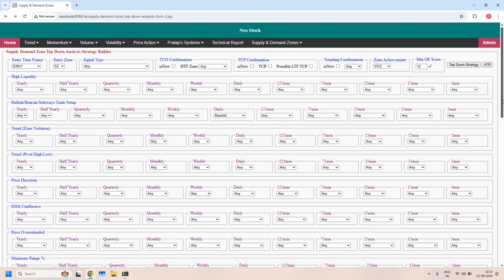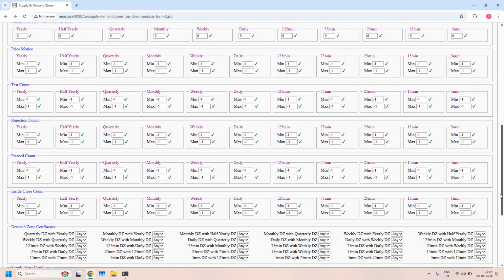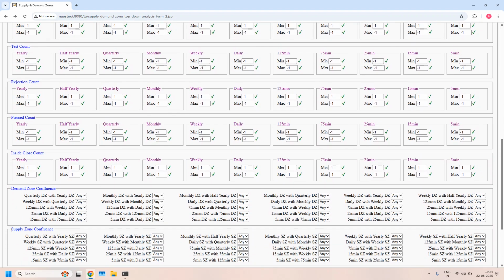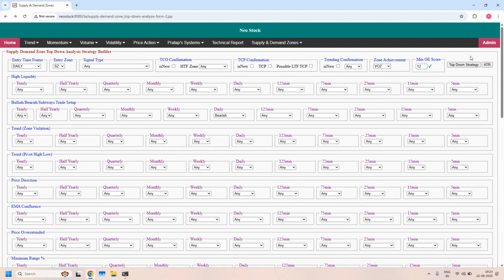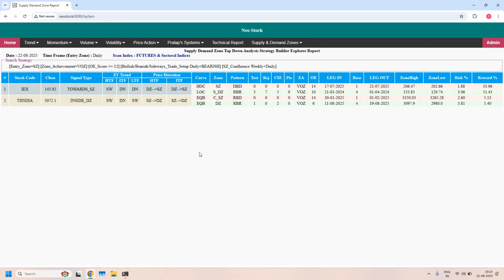So I am going back. In the supply zone confluence parameter, I am enabling the filter daily supply zone and weekly supply zone confluence. I enable the filter, applying on the two stocks, both the stocks are filtered. See, supply zone confluence both weekly and daily is enabled. That means in both these stocks, these daily supply zones are overlapped with the weekly supply zone. And also the weekly trend, that is ITF trend, is a downtrend in both the stocks.